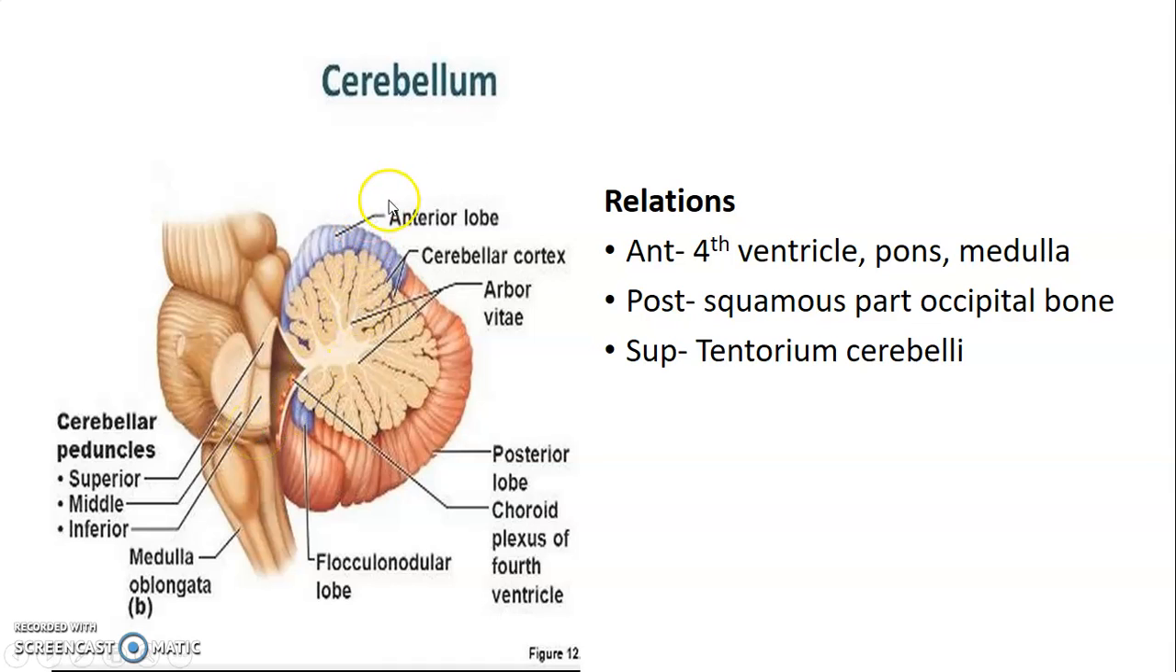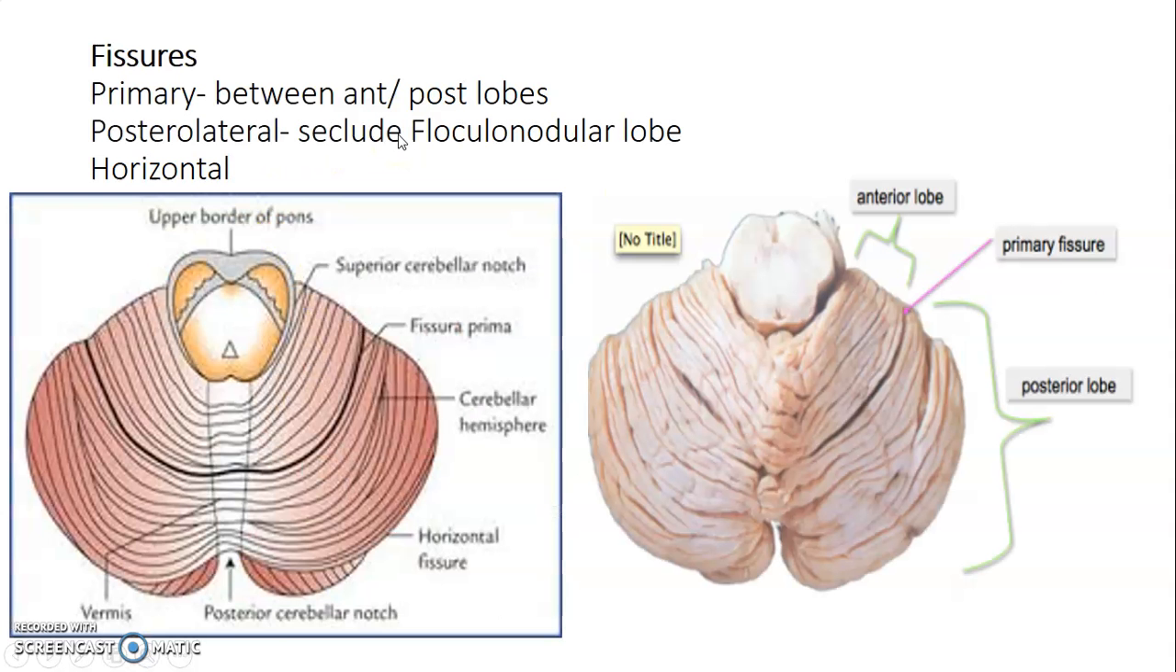Posterior to the cerebellum is the squamous part of the occipital bone. That's where the occipital bone is located. And superior to the cerebellum is the tentorium cerebelli that separates it from the occipital lobe of the cerebrum.